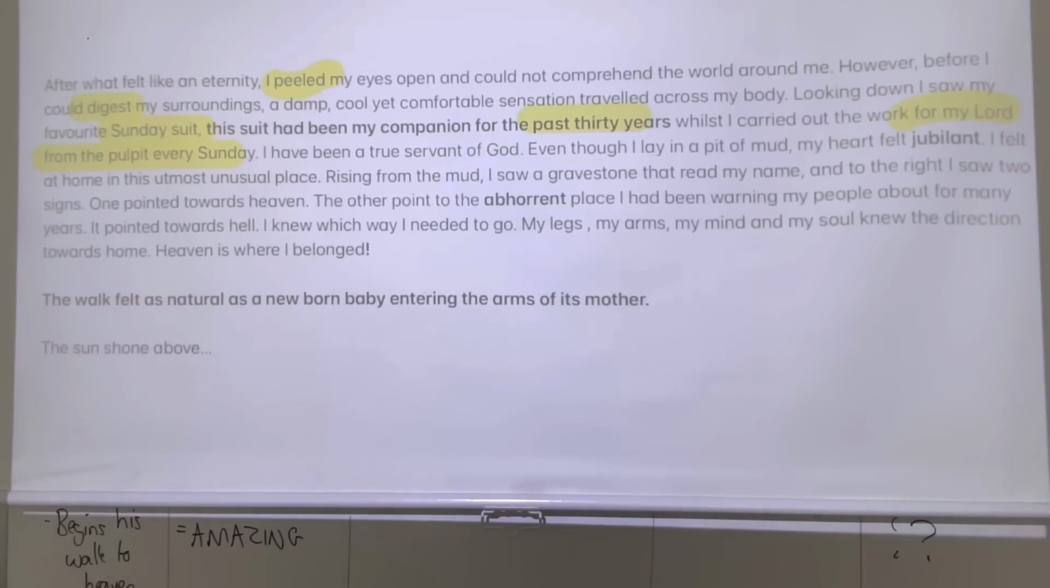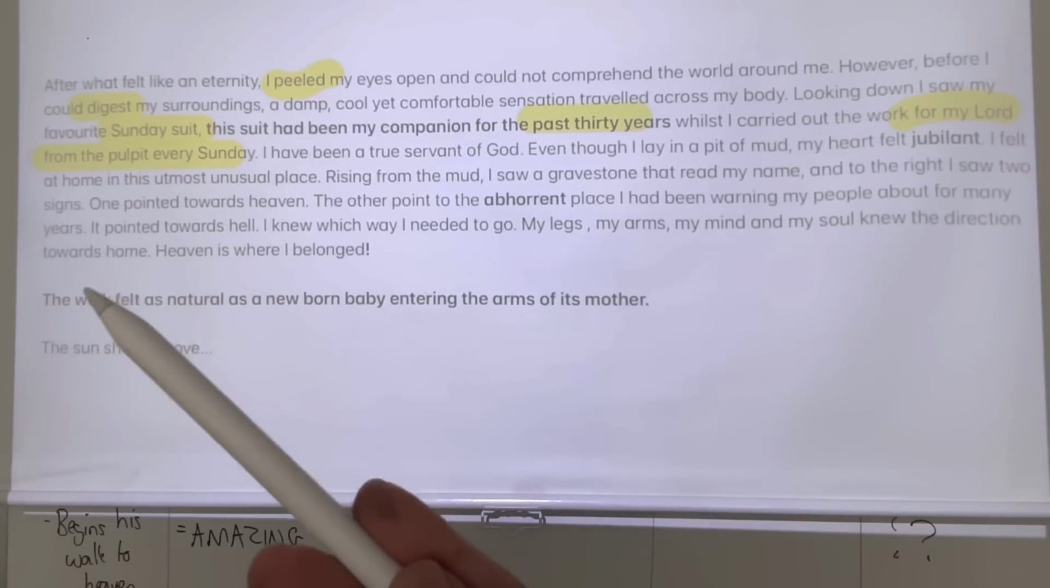Rising from the mud, I saw a gravestone that read my name, and to the right I saw two signs, one pointing towards heaven, the other pointing to the abhorrent place I had been warning my people about for many years. It pointed towards hell. I knew which way I needed to go. My legs, my arms, my mind, and my soul knew the direction towards home. Heaven is where I belonged.